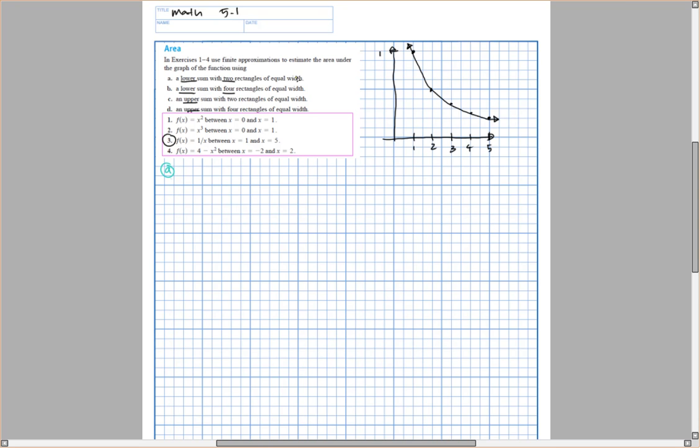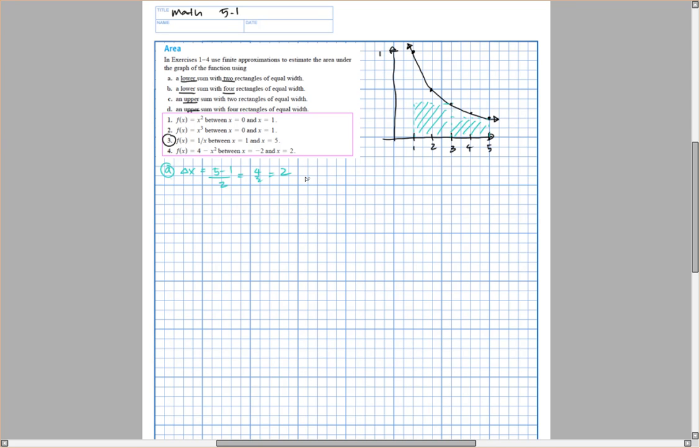There's 2 lower sums of 2 rectangles of equal width. So we're using the lower sum, and here I mean the lower as in the lower value, so not left hand sum. We'll get this rectangle right here, this rectangle right here, right? We want 2 rectangles of equal width, and to check it, you can see that delta x is going to equal 5 minus 1 divided by 2, which is 4 divided by 2, which is equal to 2. That's what our delta x is.